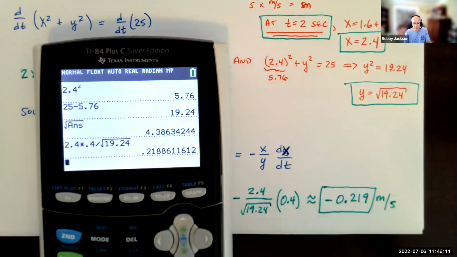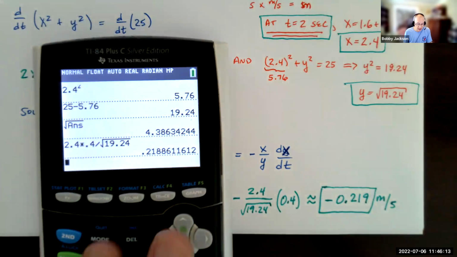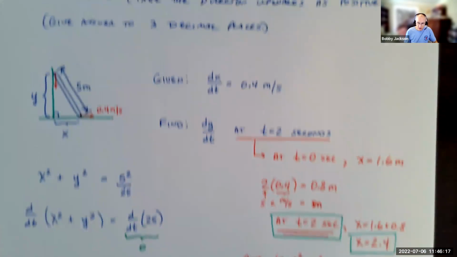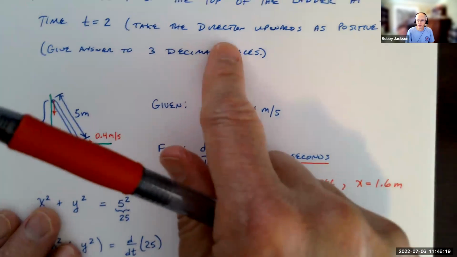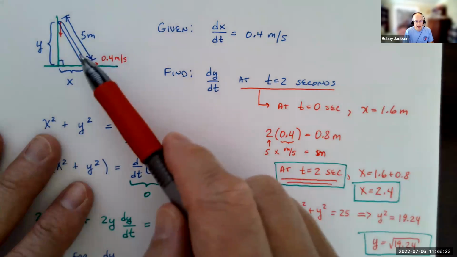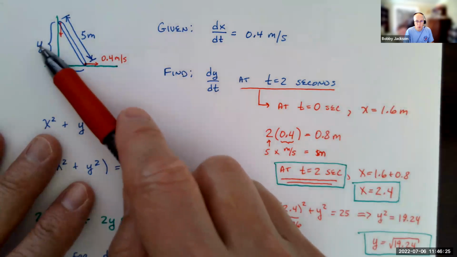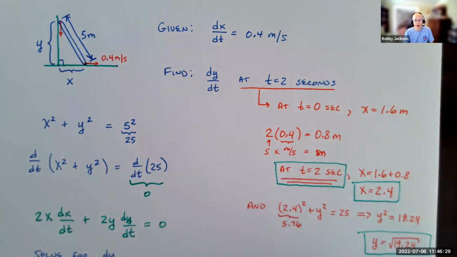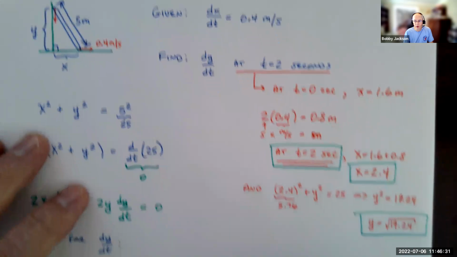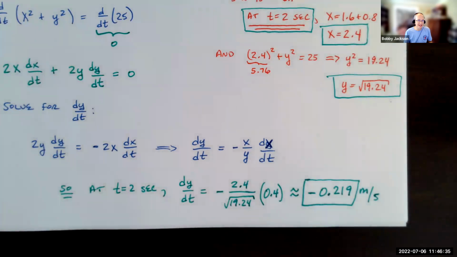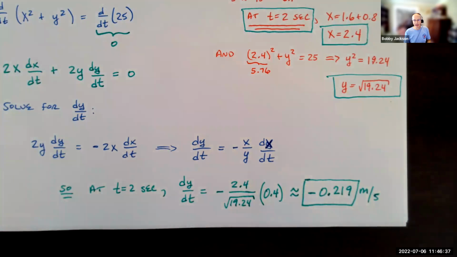And that's important. We already said from the beginning we knew the velocity would be negative. That's why I think they gave you that little parenthetical statement, take the direction upwards as positive. So we're going downward, it's going to be negative. But that negative also comes from the fact that y is decreasing. So we expect dy/dt to be negative because y is getting smaller. The actual speed is 0.219 meters per second at that instant for the top of the ladder, the negative sign simply indicating that it's going downward.